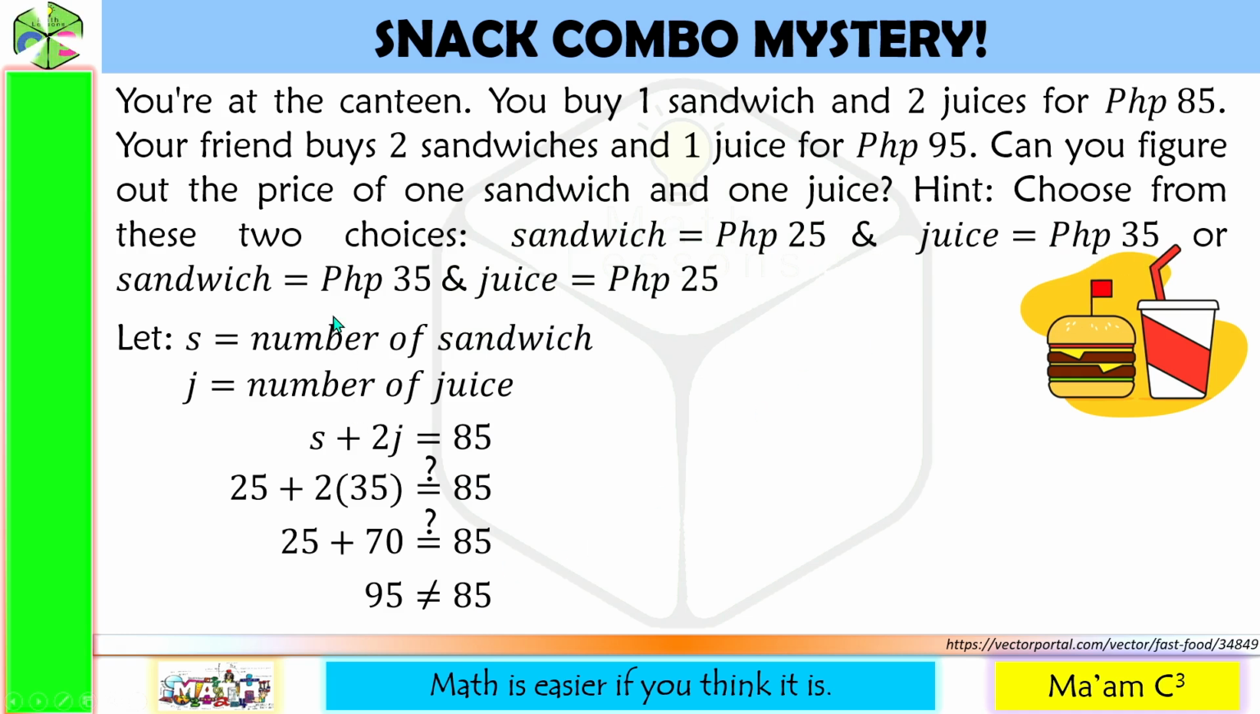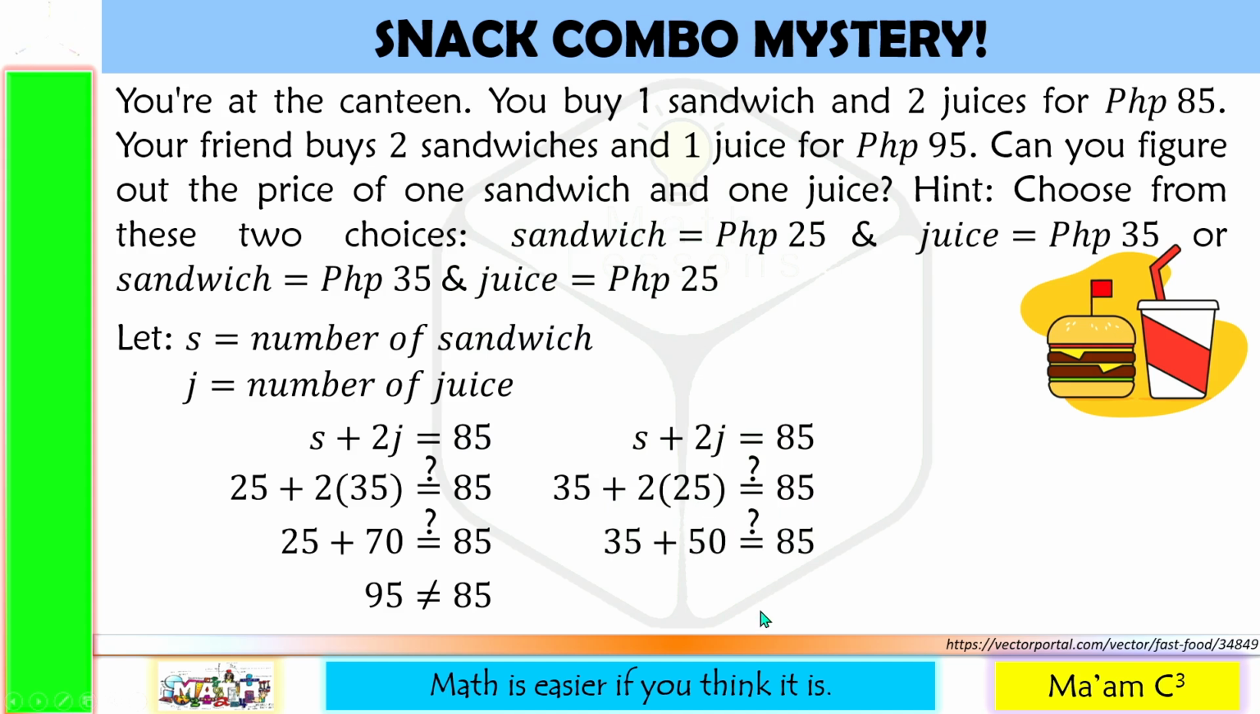So let me try this time. The sandwich is 35 pesos while the juice is 25 pesos. I'll copy again our equation and substitute 35 for S and 25 for J. 2 times 25 is 50. 35 plus 50 is 85. Are they equal? Yes, they are. So, meaning our sandwich costs 35 pesos and the juice costs 25 pesos.